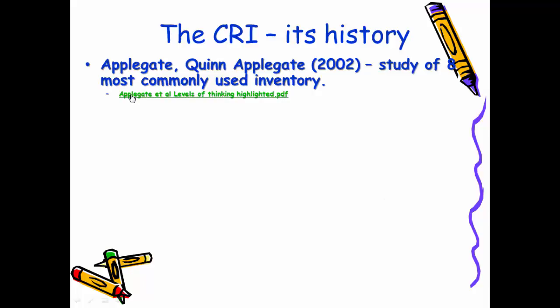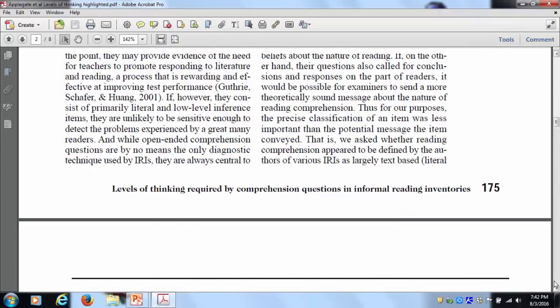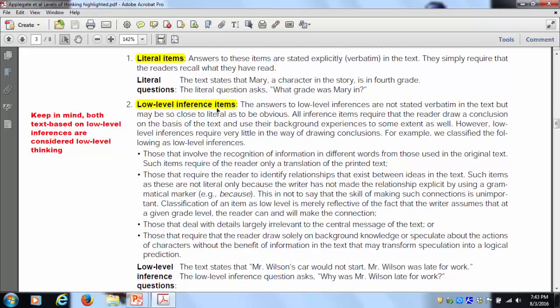The CRI is the result of a study that was published in the Reading Teacher, where we looked at higher level thinking in the informal reading inventories. What we did is we identified two types of questions and labeled them as text-based. If it's a literal question, such as the text says Mary, a character in the story, is in 4th grade, the question is, what grade was Mary in? That's obviously literal. But watch, low-level inference.